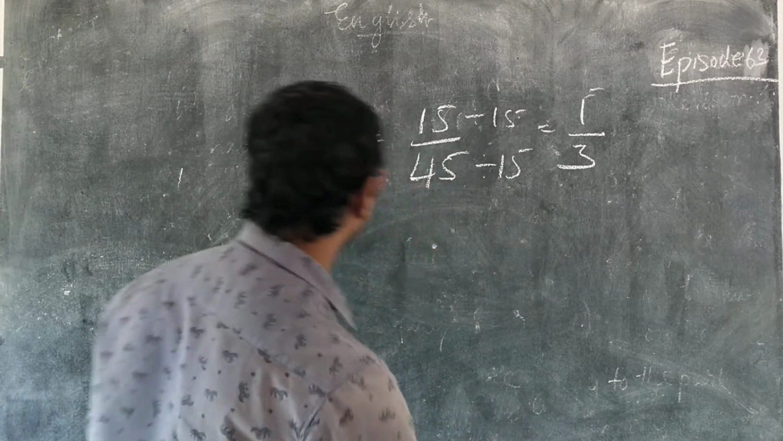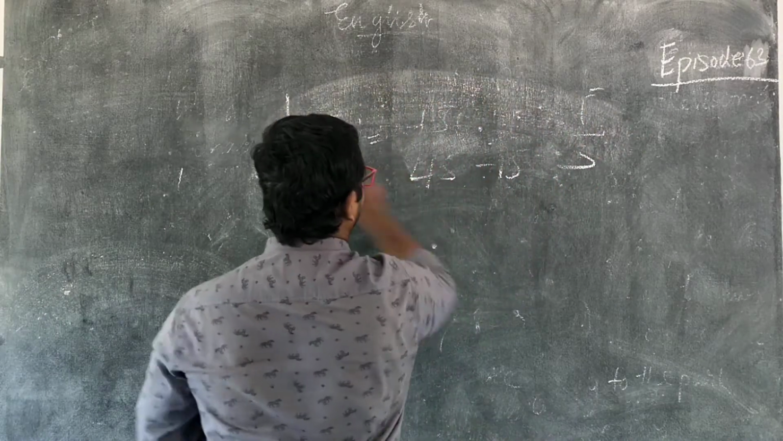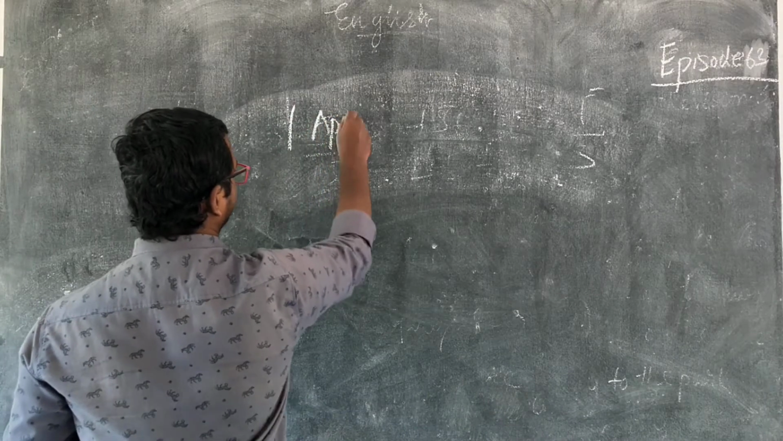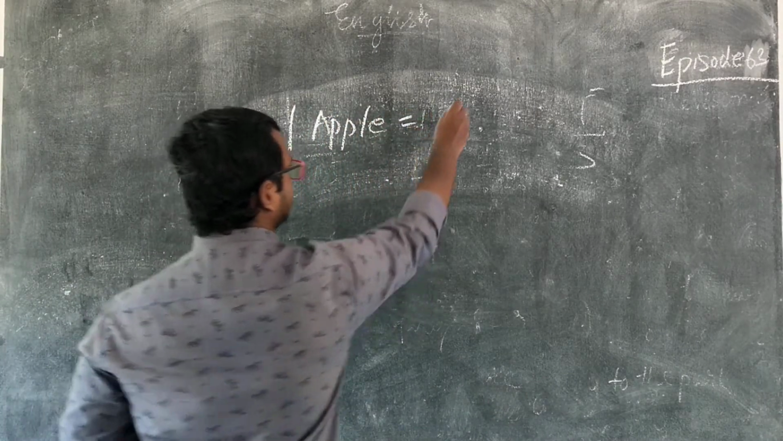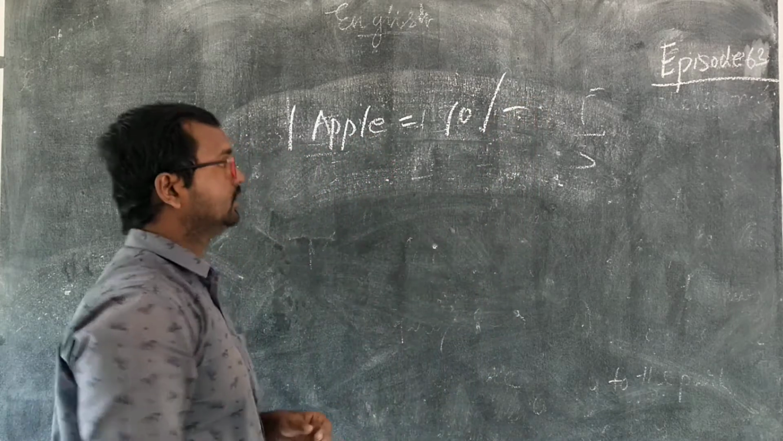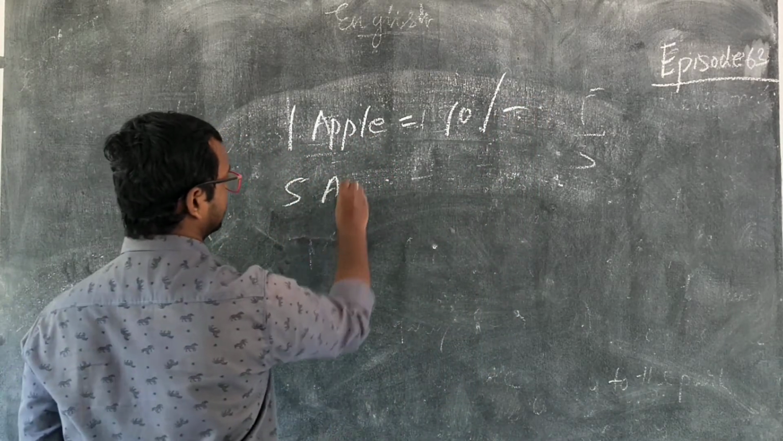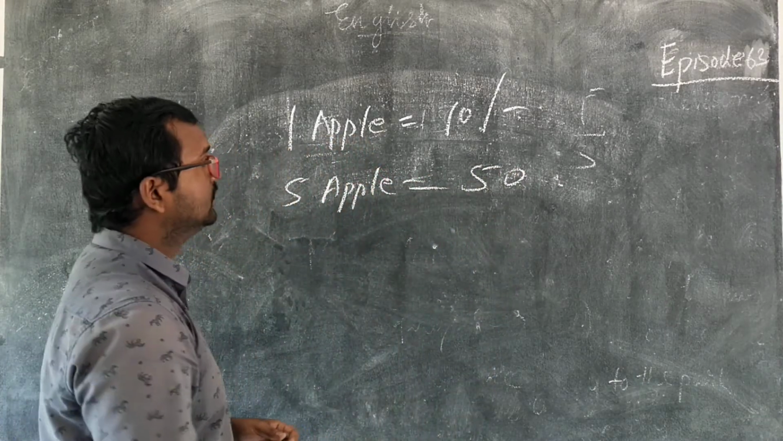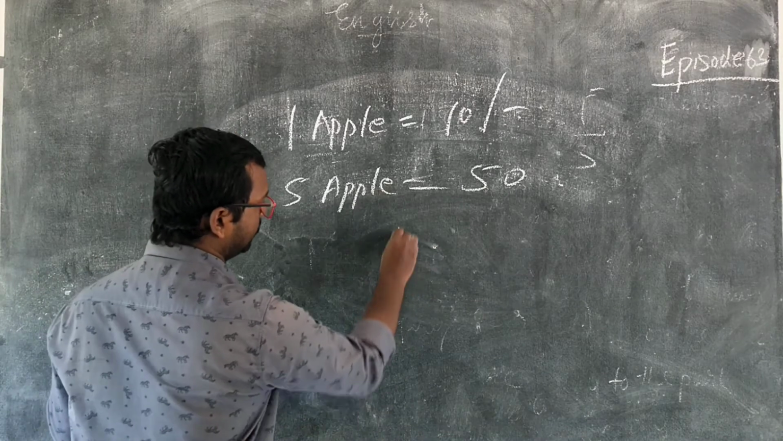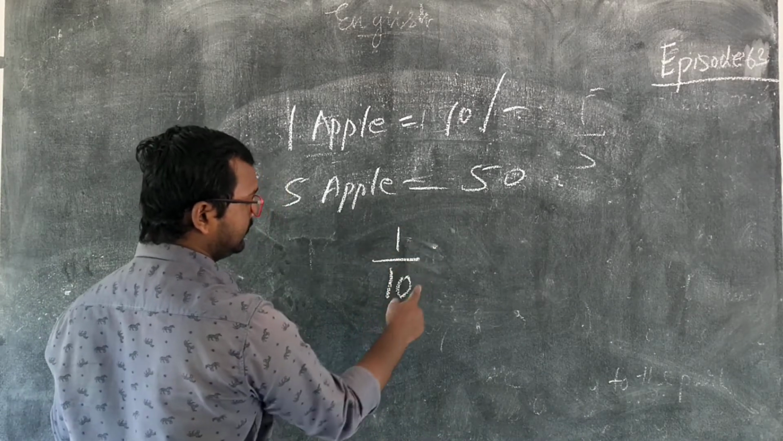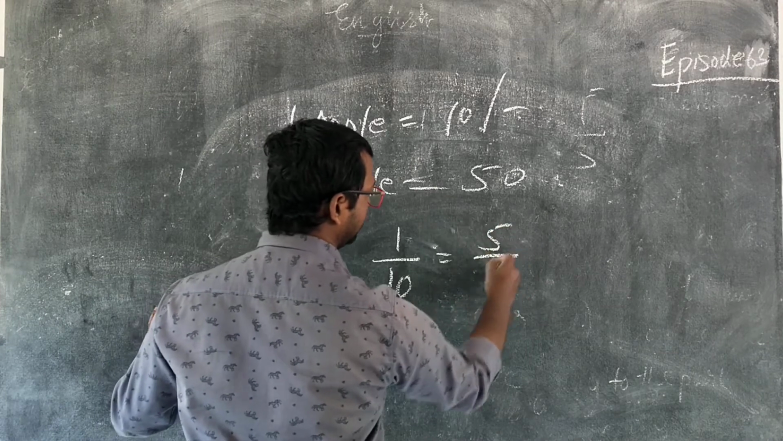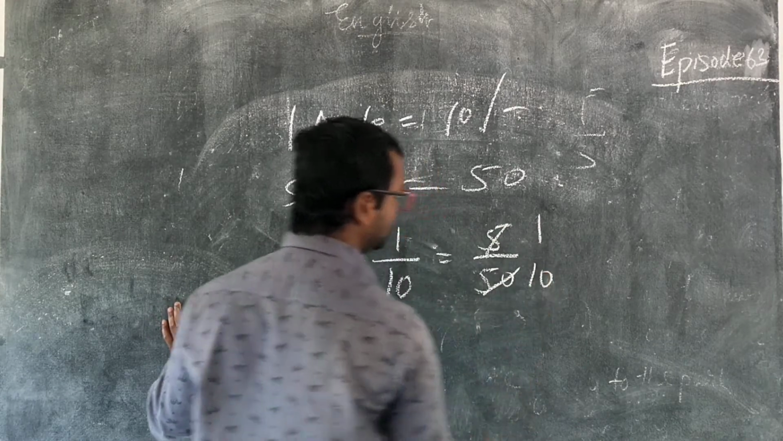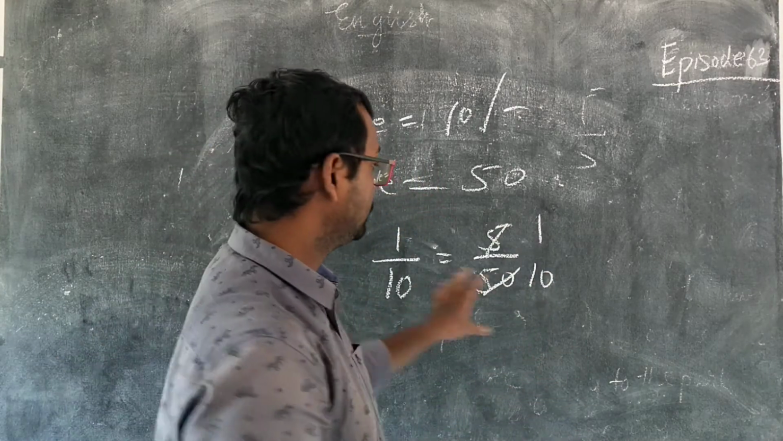So let us assume one example here. If the cost of one apple is 10 rupees, then the cost of 5 apples is 50 rupees. Yes? So let's take the proportion of that. See here, 1 by 10. 1 apple 10 rupees, 5 apples 50 rupees. If you divide it, you will get 1 by 10. So they are in proportion. Okay, so this is what proportion is.